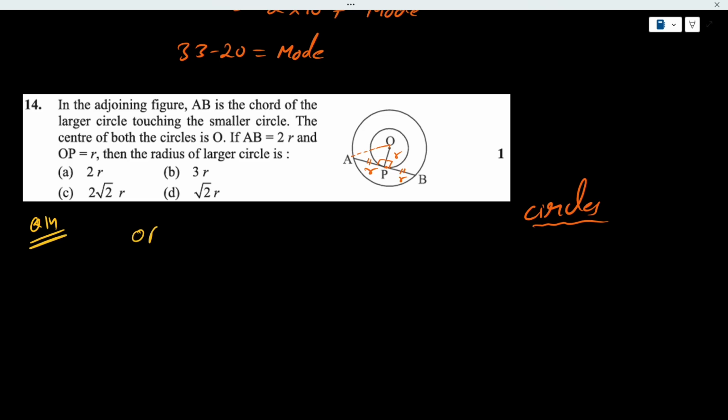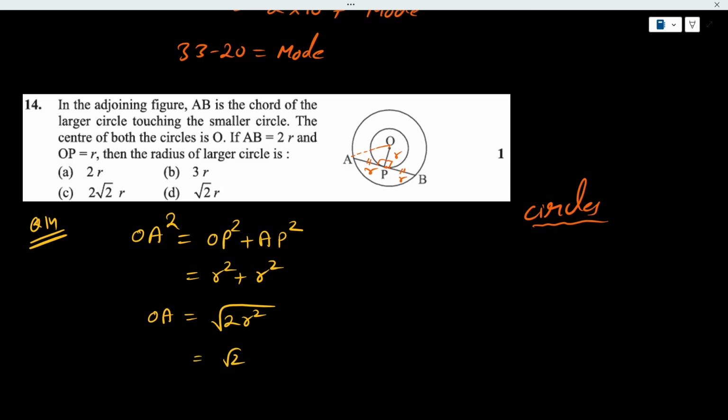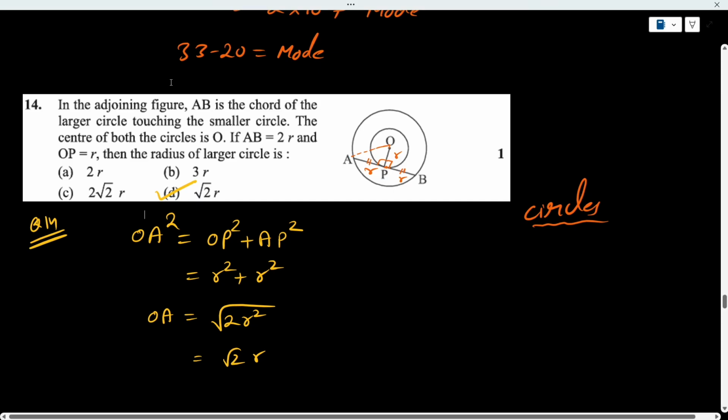What can we take in the Pythagoras theorem? OA square is equals to OP square plus AP square. And OP square is how much? R square plus R square. So what do we get here? Under root 2R square. You can't take plus minus here because the length or radius cannot be negative. So what's my right option? Root 2R. So what's the right option here? D. Option D for question number 14 is the right answer.